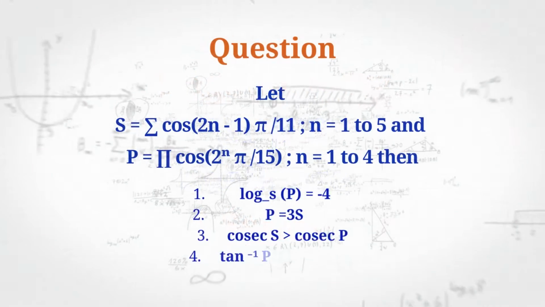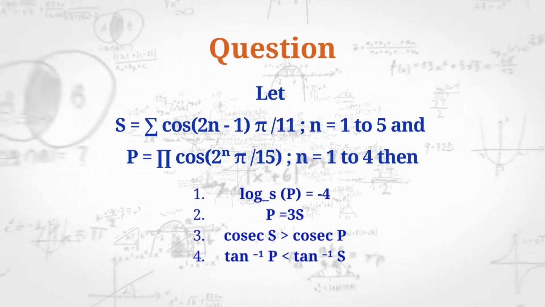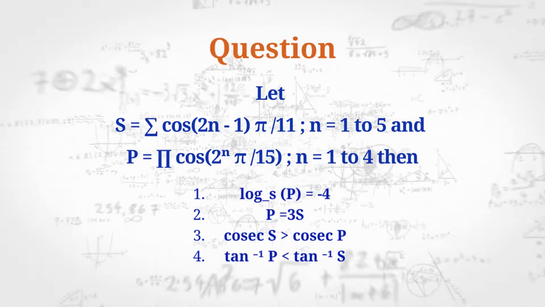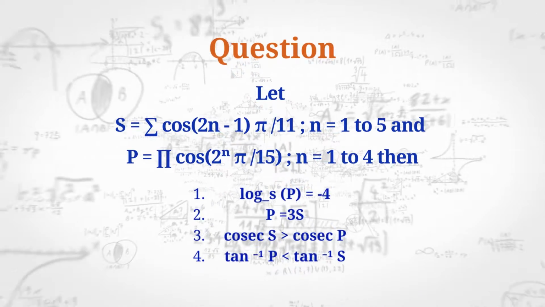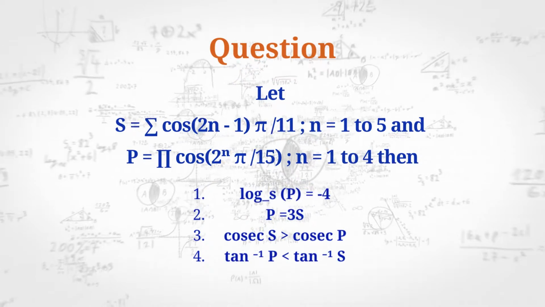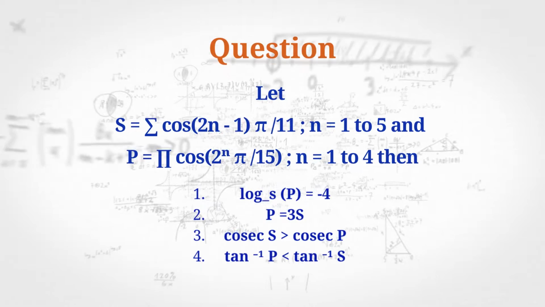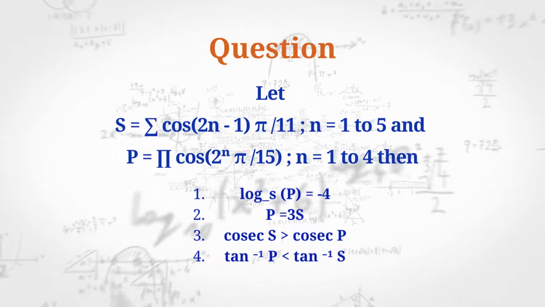We are dealing with two intriguing expressions: S equals summation from n equals 1 to 5 of cos((2n minus 1) pi over 11), and P equals product from n equals 1 to 4 of cos(2 raised to the power n times pi over 11). And our goal is to find out the relationship between them.